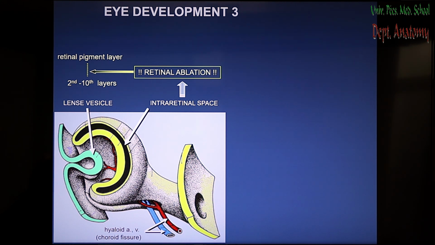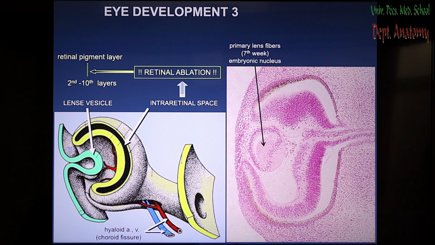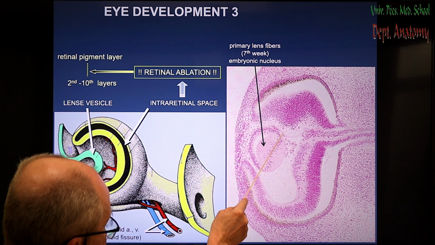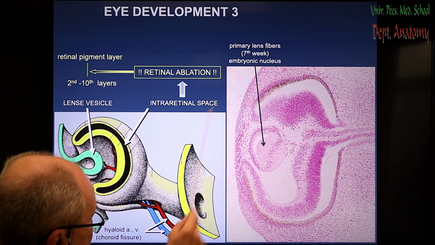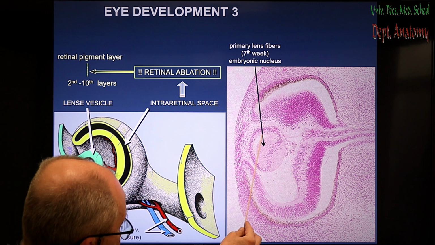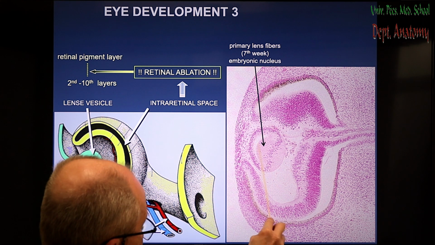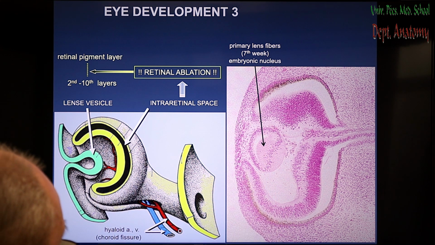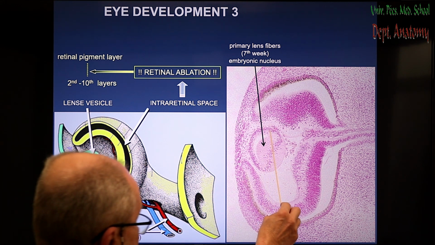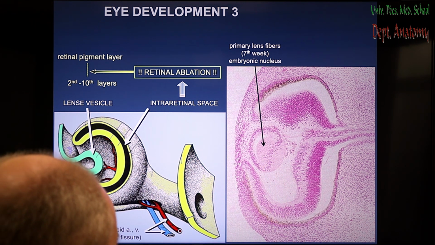This is the reason why, if separation, ablation of the retina sometimes happens, this is the space which reopens again, and therefore the first layer gets separated from the remaining 9 layers by the ablated retina. Further development, you can see the lens, which has really lost its connection with the surface ectoderm, has almost lost its cavity because primordial lens fibers are to be formed from the posterior surface of the lens placode epithelium.